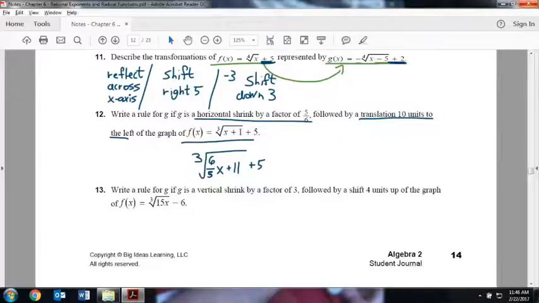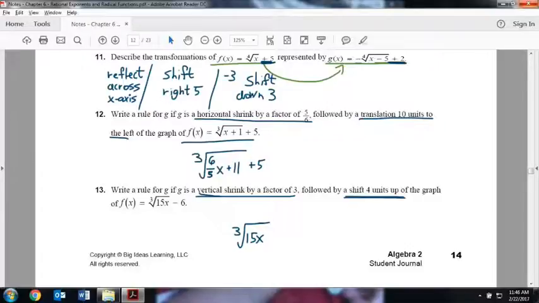All right, number 13. Write a rule for g. If g is a vertical shrink by a factor of 3, so we're shrinking by 3 vertically, and we're shifting 4 units up. Okay, so they're both outside. Vertical is a y, so that's outside. Shifting up is a y, that's also outside. So nothing is changing on the inside. So I still got that 15x on the inside.